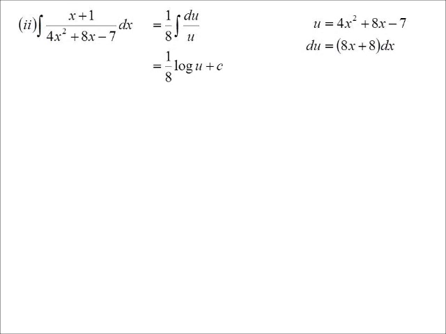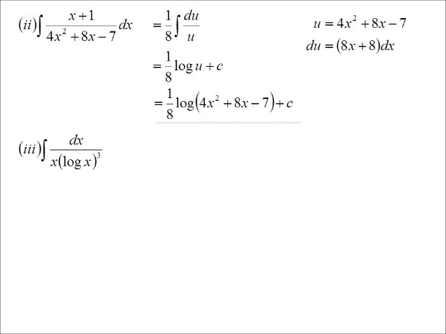x plus 1 on 4x squared plus 8x minus 7. It's the bottom of the fraction that's creating my problem here, so I'd do substitution. u is 4x squared plus 8x minus 7. The derivative becomes 8x plus 8, and it works out quite nicely then. I just simply got an 8th du on u. Sorry, on u, I keep saying root u. Just on u, so it's a log function. Substitute the u back in. There we go. That one's nice and simple.